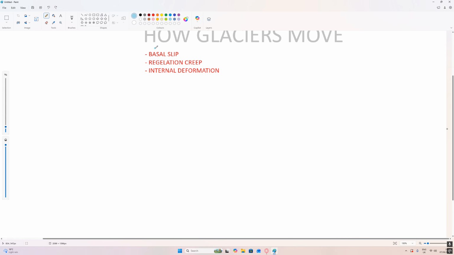So internal deformation is, I would say, less prevalent. It's a smaller kind of process, but it's equally as important. Okay, so what internal deformation is, you have your glacier, all right. Let's say it's actually traveling downhill at a slight slope. You have your glacier here, and let's say maybe it's cold based, so it's not really experiencing much basal slip because it doesn't have enough melting, and maybe it's not experiencing regelation creep because there's no obstacle.